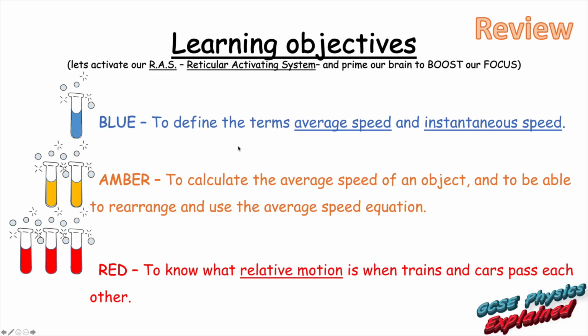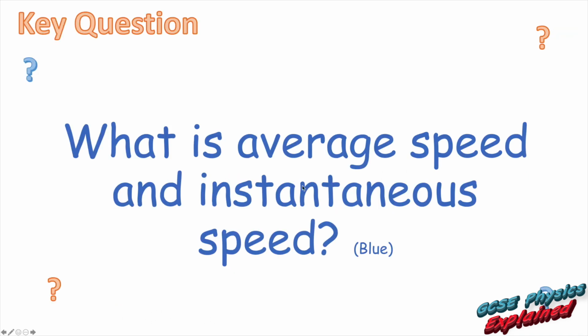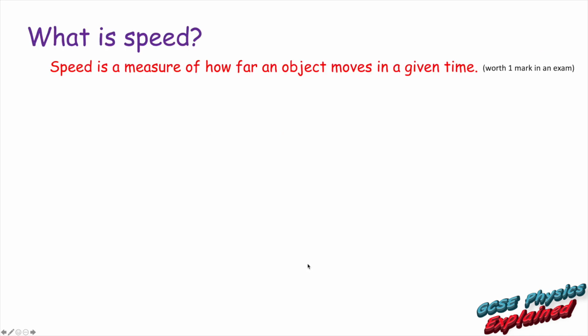So, not messing around, we just want to know what sort of questions come up in an exam and how do I answer them. So, we're going to be able to define the terms average speed and instantaneous speed. We want to be able to calculate the average speed of an object and to be able to rearrange and use the average speed equation and to know what relative motion is when trains and cars or whatever are passing each other.